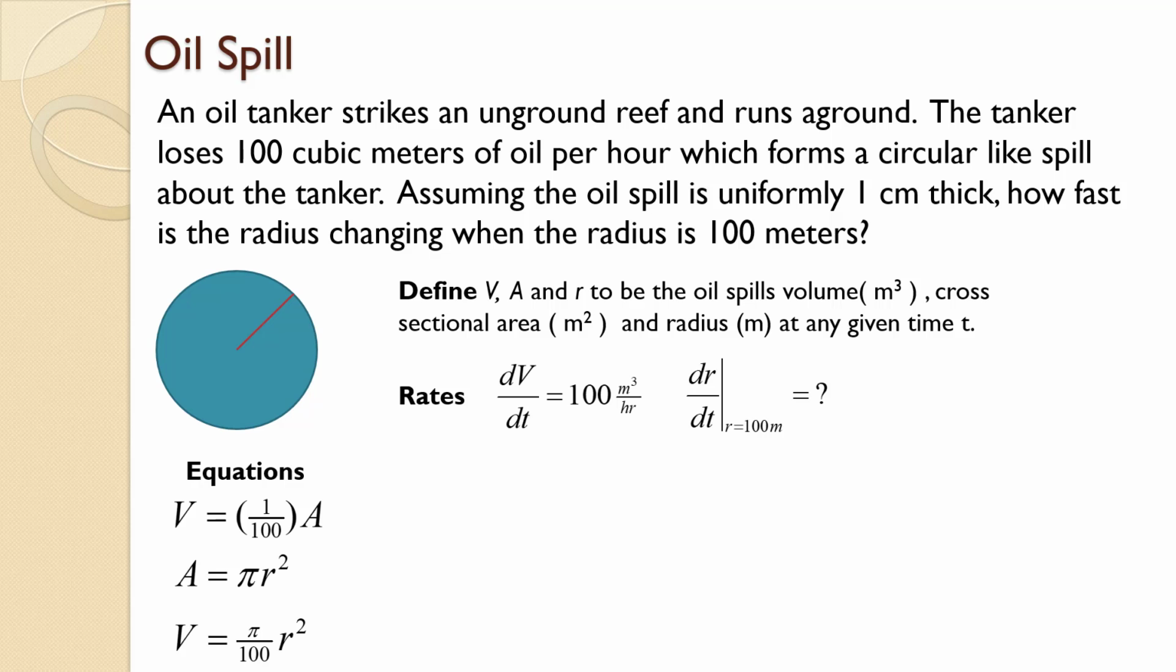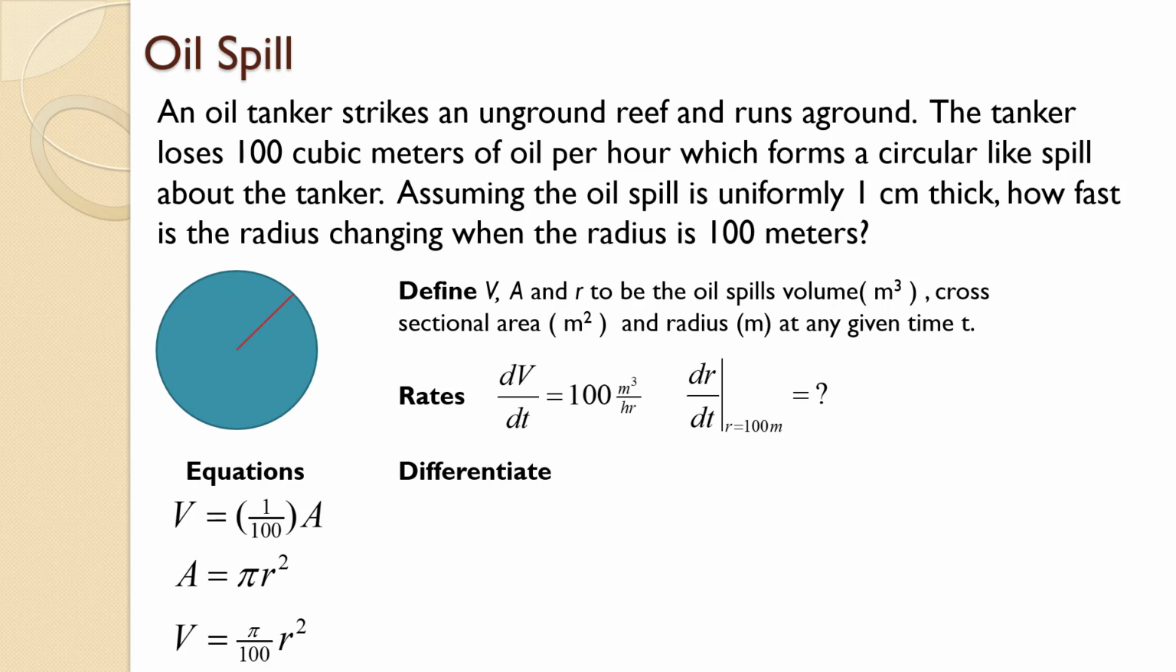I need everything in meters. So 1 centimeter is 1/100th of a meter. So the volume of this cylinder-like surface of oil slick would be 1/100 times the cross-sectional area, which is A. The A, though, represents the area of a circle, so the area is pi times r squared. By using those two equations, I can then write down a single equation that represents the volume with the radius of that particular cross-sectional circle.